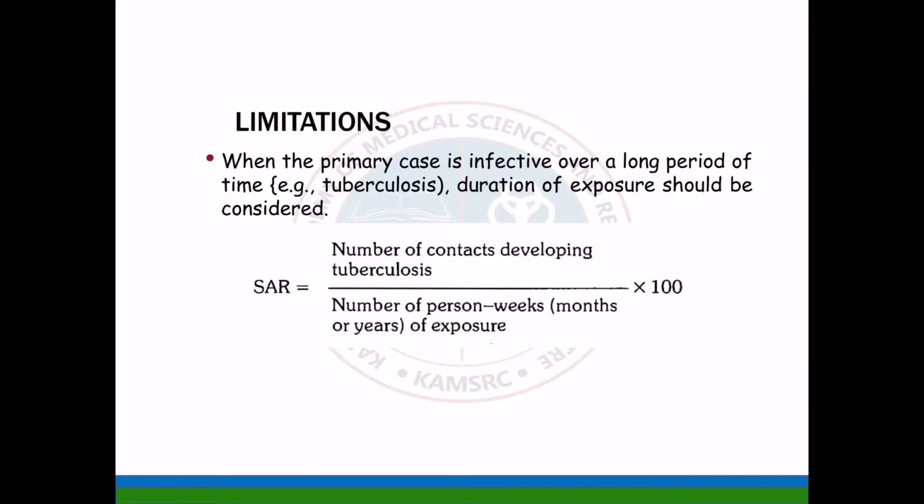So coming to the limitations, when the primary case is infective over a long period, for example TB, duration of exposure should be considered. So the number of contacts developing tuberculosis by number of person weeks or months of exposure is what we take when we discuss secondary attack rate in a prolonged or chronic communicable disease.